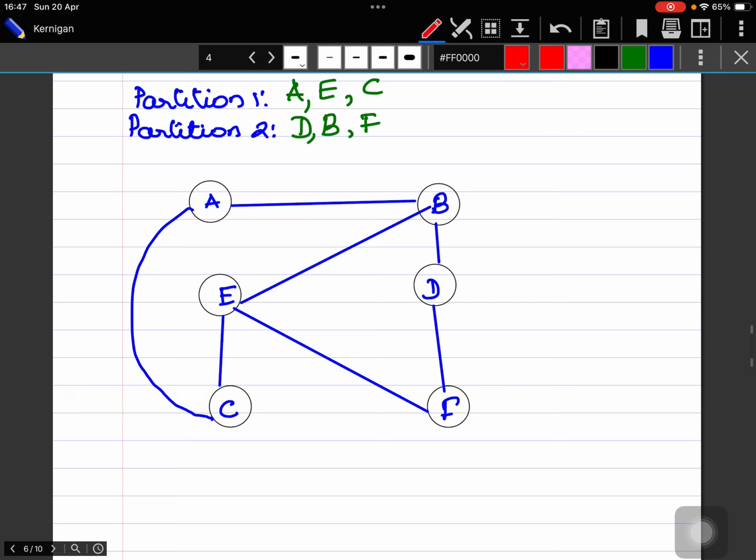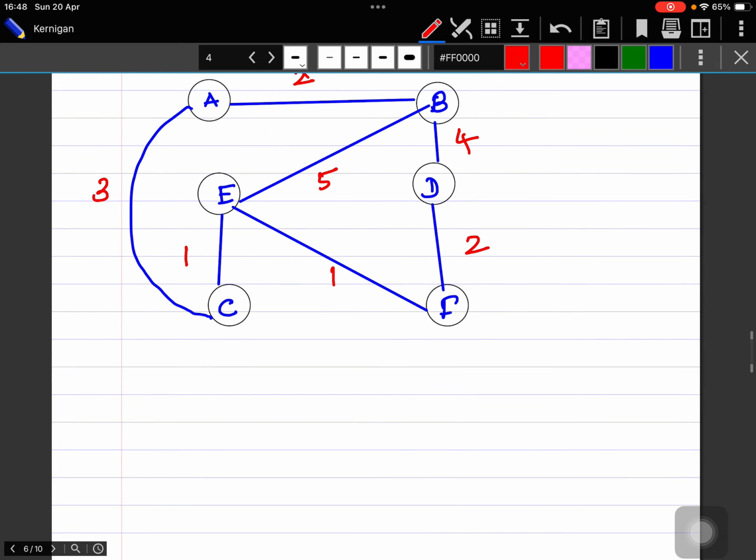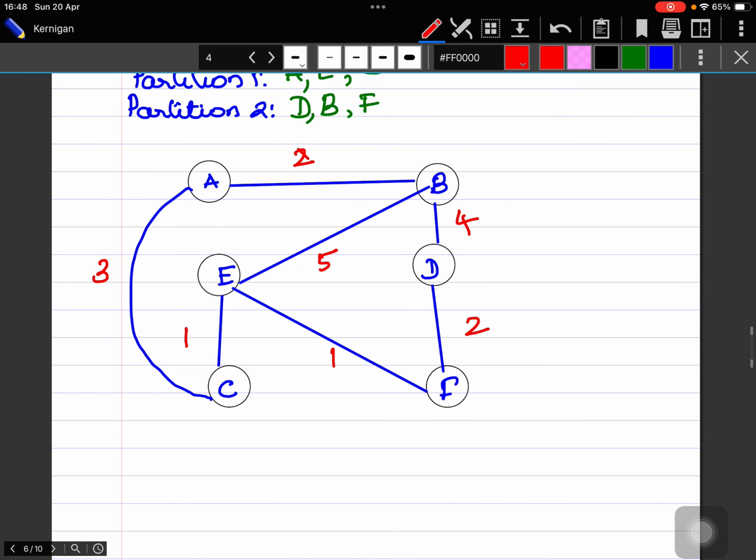Okay, so I'll put the weights now. This is 2, this is 2, this is 3, this is 5, this is 1, this is 1 again, this is 2, and this is 4. So this is my new partition, am I right? Which consists of A, E, C, B, D and F. I think I'm clear now, right?